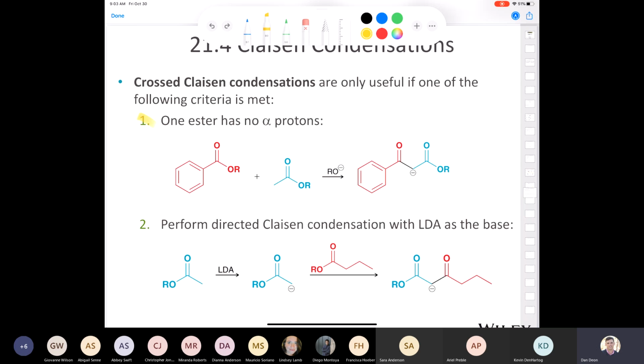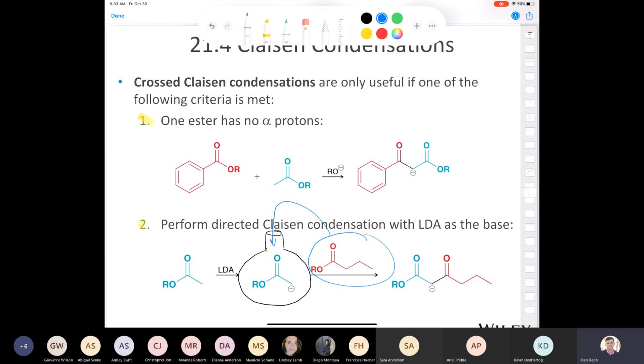And another way, and an even more widely used way, is to do a directed Claisen condensation. This follows the exact same rationale as the directed aldol condensation, which is where we take one of the esters and we treat it with LDA. Now you've got a solution of this enolate in a reaction flask, right? And then what are you going to do? You're going to take this one here, and you're going to add it in here slowly.